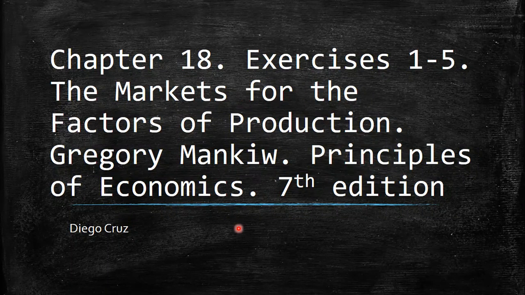We're going to discuss in this one exercises 1 to 5 of chapter 18. This is the chapter on the markets for the factors of production. This is a book by Gregory Mankiw, Principles of Economics.